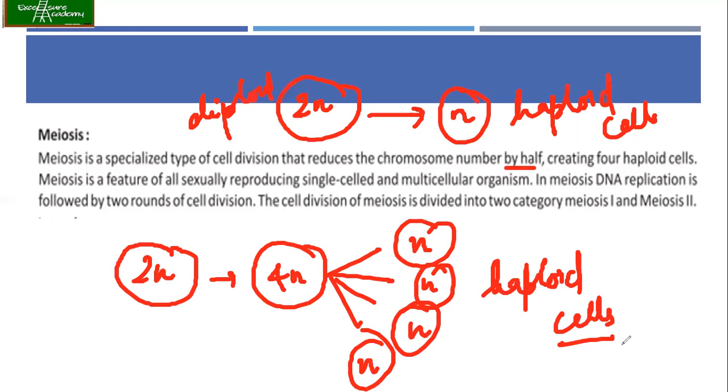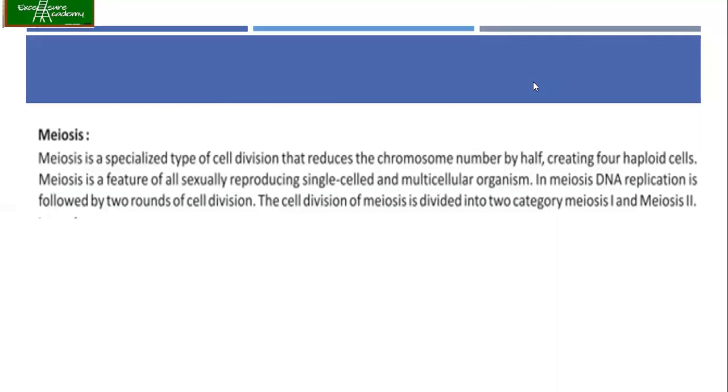Meiosis is a feature of sexually reproducing single-celled and multicellular organisms. In meiosis, DNA replication is followed by 2 rounds of cell division. So that means first it becomes 2n, and then further it gives you n. The cell division of meiosis is divided into 2 categories, meiosis 1 and meiosis 2. So let's study meiosis.